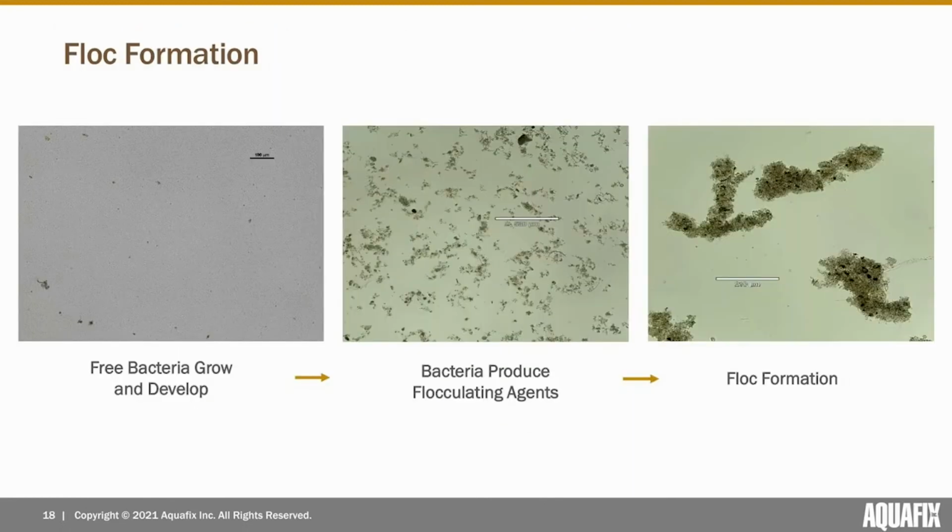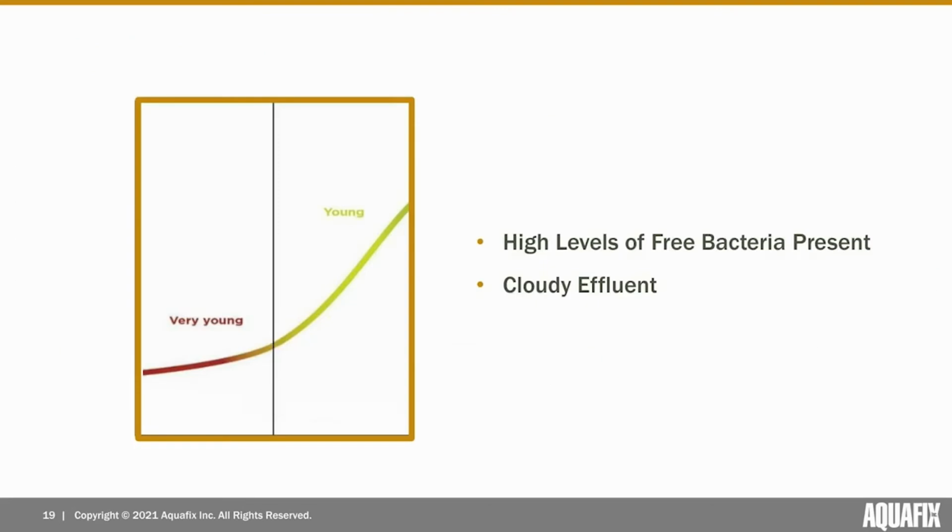Floc formation occurs when free bacteria grow and develop while consuming nutrients. And then, under ideal conditions, bacteria begin to produce and secrete flocculating agents, mainly extracellular polymeric substances, or EPS. These flocculating agents then allow bacteria to stick together and form floc. The degree of flocculation can be connected to sludge age.